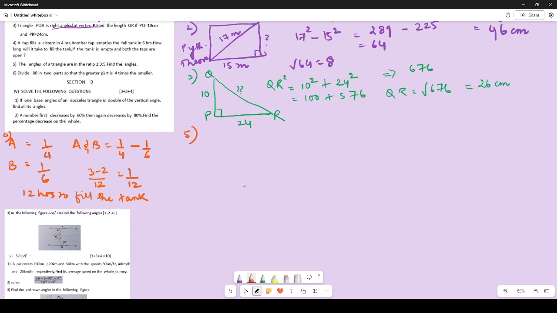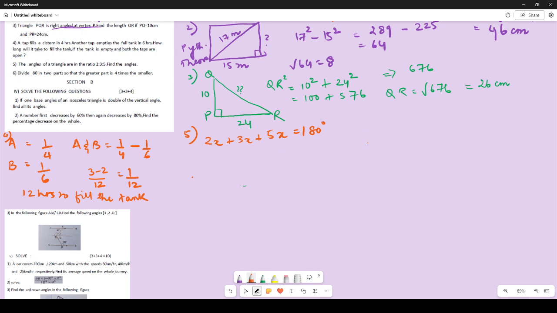The angles of a triangle are in ratio 2:3:5. Find the angles. So this means, how are they supposed to add up? 2x plus 3x plus 5x is equal to 180. You remember, the sum of all the angles of a triangle is 180 degrees.